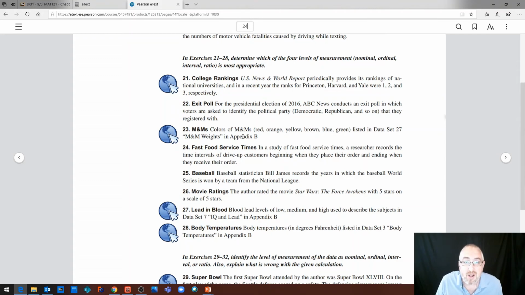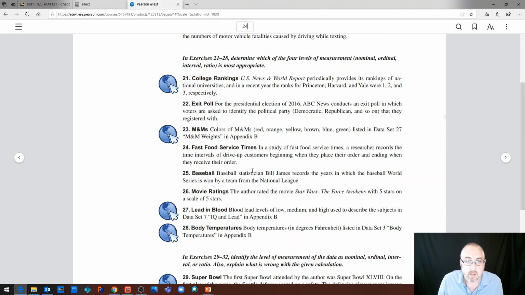So M&Ms, colors of M&Ms, red, orange, yellow, brown, blue, green, listed in data set. So what do you think on that one? Well, we're not talking about numbers, so that kind of restricts it down to the first 2 choices. It's either nominal or ordinal. So nominal means no order. Ordinal means some order. So does it really make a difference what order those colors are in? Not really. So this is going to have to be nominal. It doesn't matter what the order is, and we're talking about categorical data.